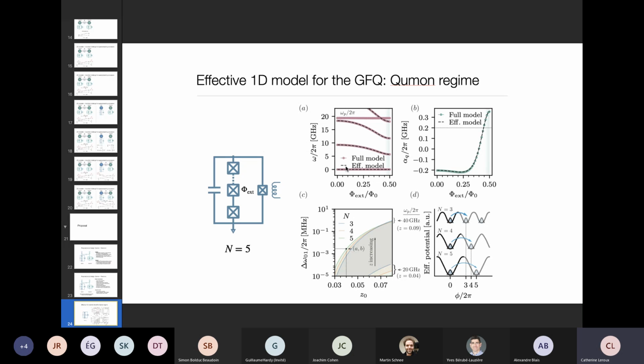And the Qmon essentially is operated near half a flux quantum, where the anharmonicity becomes positive. But we see there is really strong agreement at low energies. And since we're dealing with qubits, we mostly want to work with the lowest energies, so 0, 1, the first 3 levels.